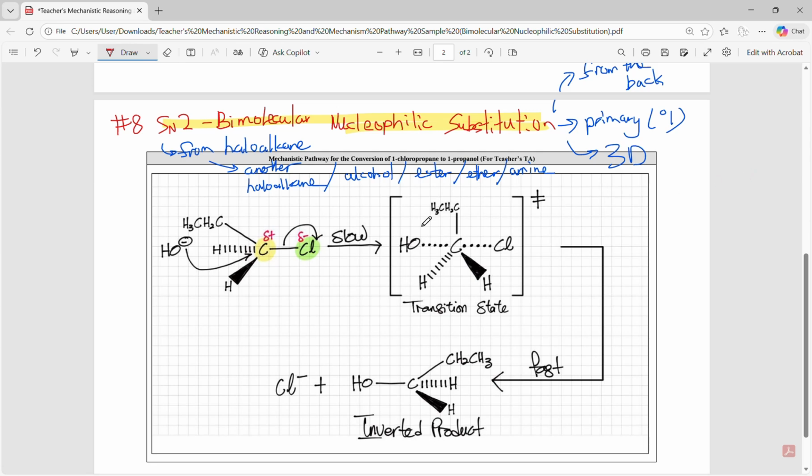Hello everyone, so now we are going to learn mechanism 8, which is the bimolecular nucleophilic substitution, SN2. SN2 is a very important mechanism in the haloalkane chapter because a lot of compounds can be formed from haloalkane through this mechanism. For example, the haloalkane can become another haloalkane, alcohol, ester, ether, or amine.